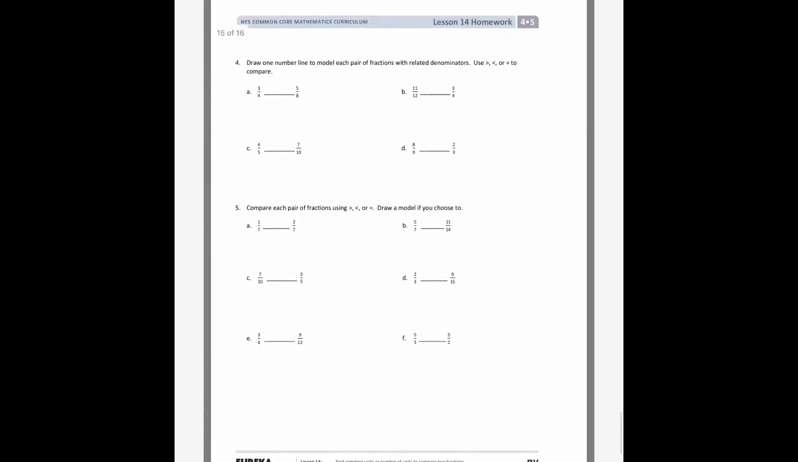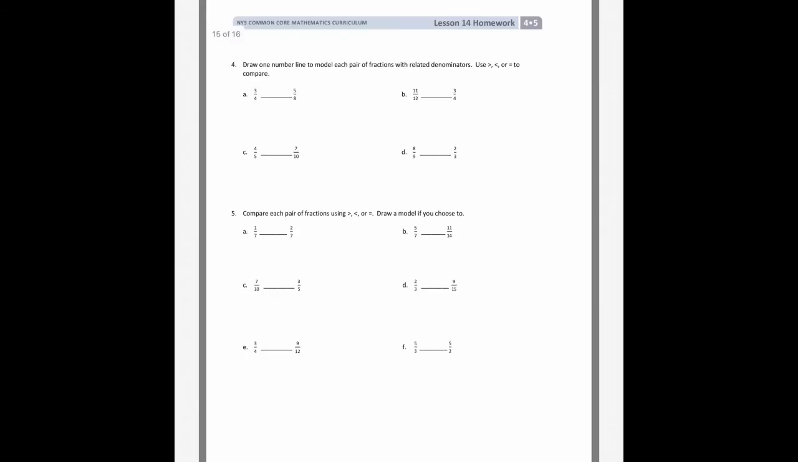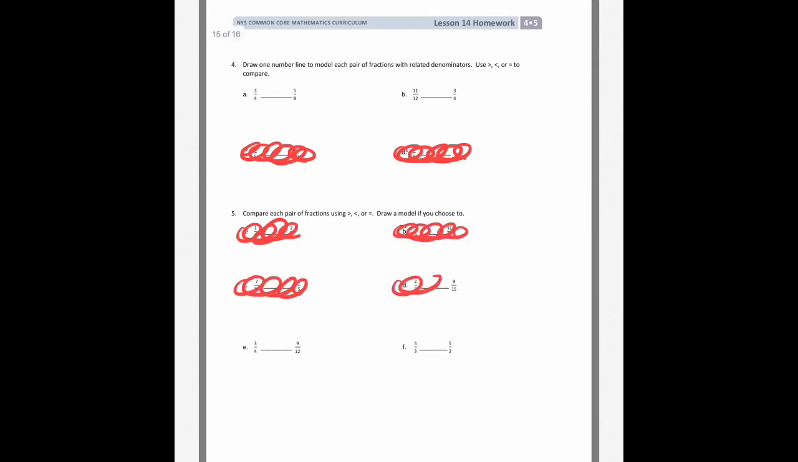And let's cross out the ones that we are not going to complete today. So let's look through these. It looks like we're going to be crossing out C and D from number 4. And then I'm also going to cross out A, B, C, and D from number 5. That leaves us with just a few to do. All right, so let's look at number 4.